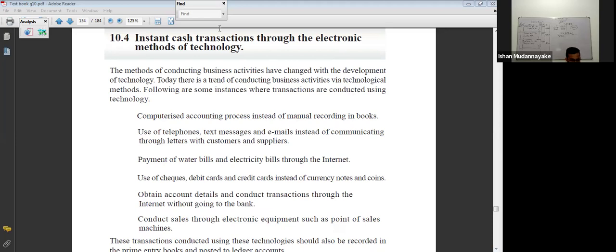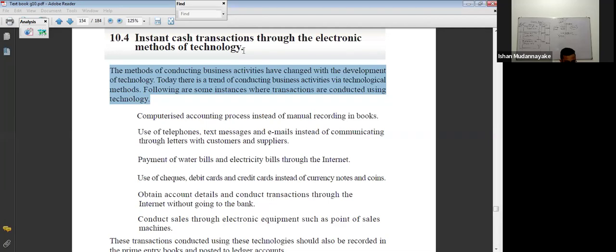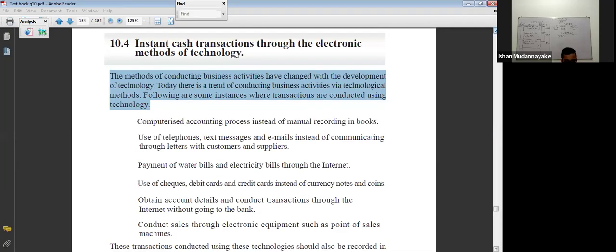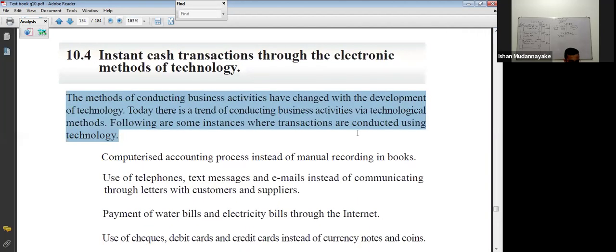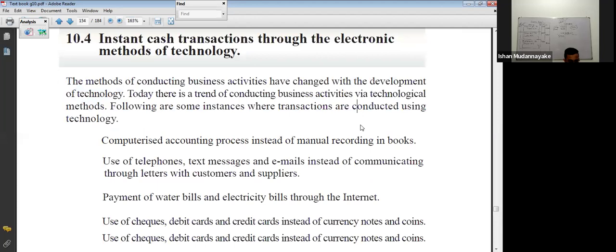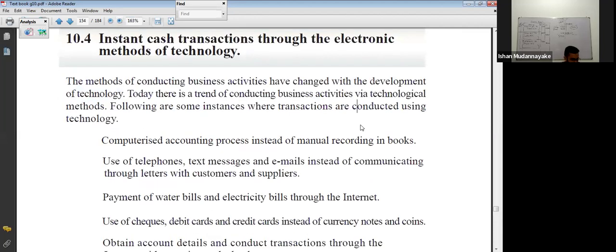Yasindu, read the first para. The methods of conducting business activities have changed with the development of technology. Today, there is a trend of conducting business activities via technological methods. Following are some instances where transactions are conducted using technology.